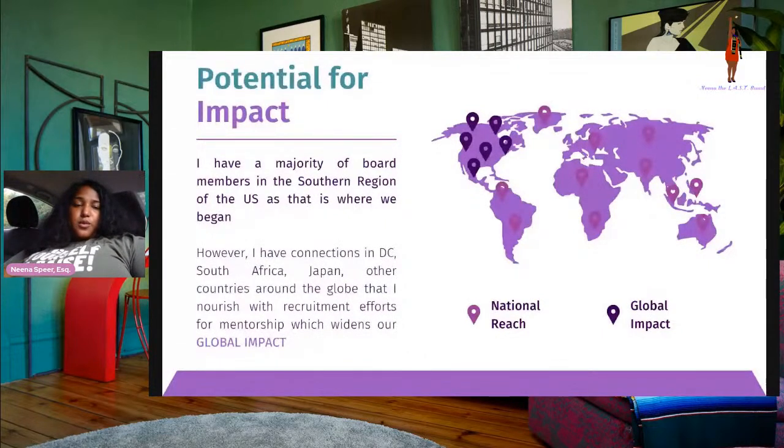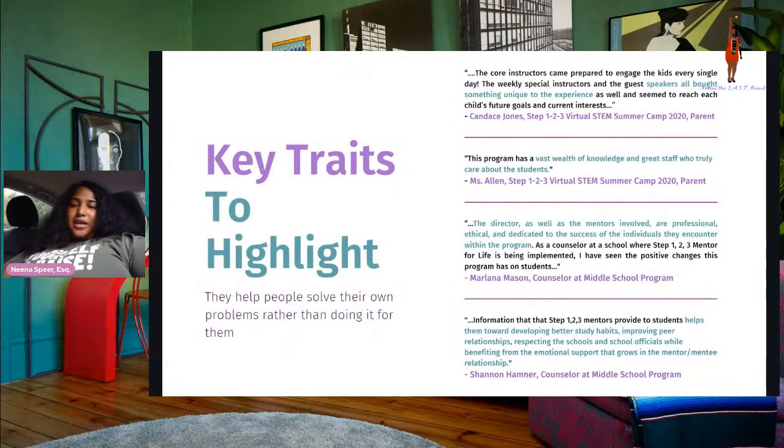Okay. And speaking of board member problems, y'all know what I gotta do next. I gotta talk to y'all. Okay. Key traits to highlight. Okay. This is why y'all are having problems. You don't know what is good about your staff. But this is real key traits that I want to bring for y'all to understand.